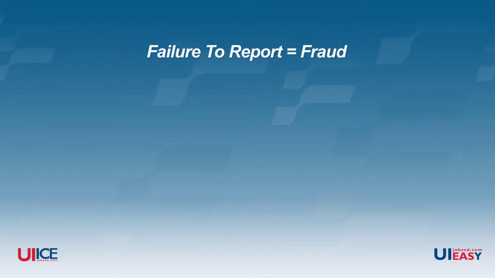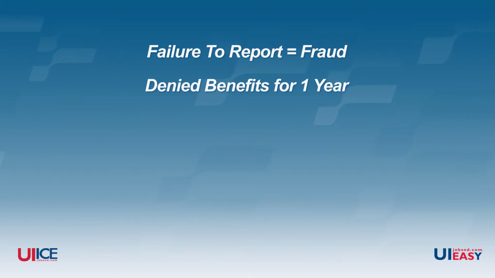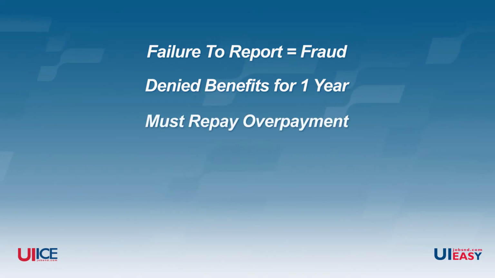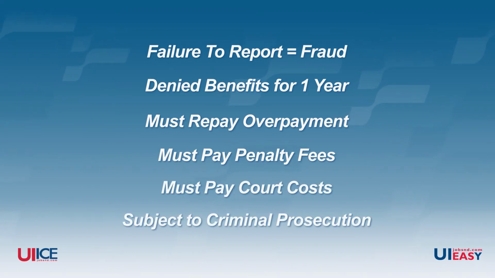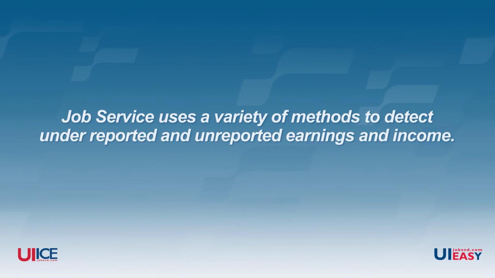Failure to report or underreporting earnings and income to obtain benefits may be ruled as unemployment fraud. If fraud is determined, you will be denied benefits for 1 full year, be responsible to repay the overpaid amount plus penalty fees and possible court costs, as well as subject to criminal prosecution.